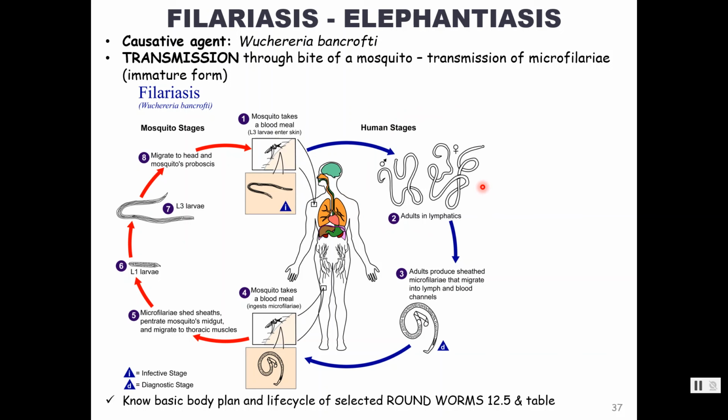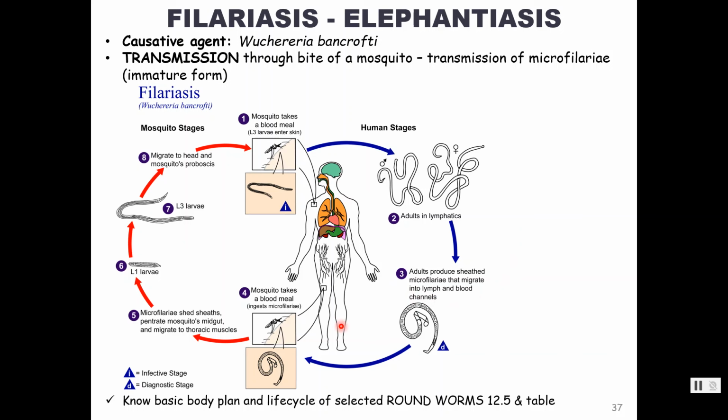The job of the lymphatic system is to soak up excess tissue fluid and return it to the bloodstream. And so that's where the adult worms are going to live, male and female. They are going to reproduce and produce these microfilariae, which are going to migrate into lymph and blood as well.